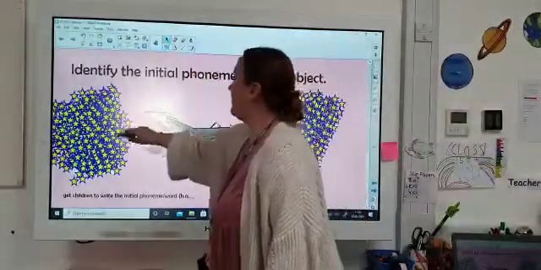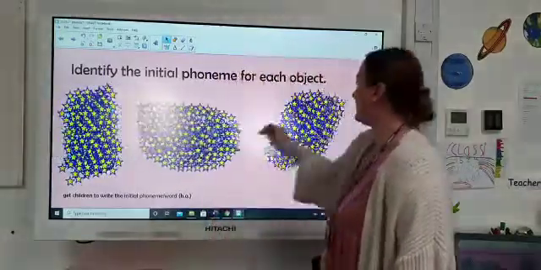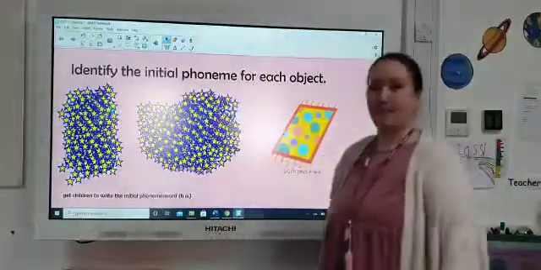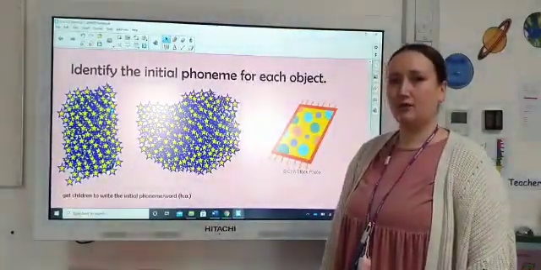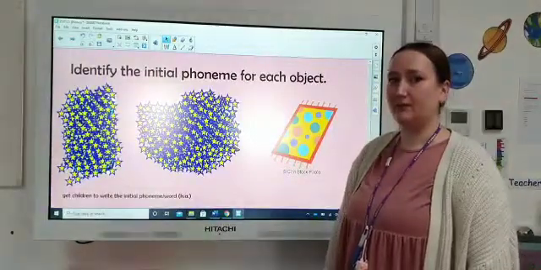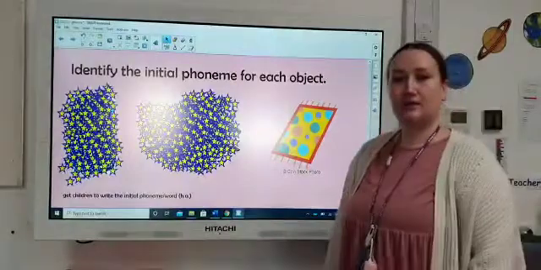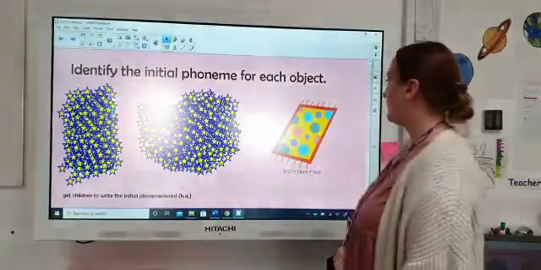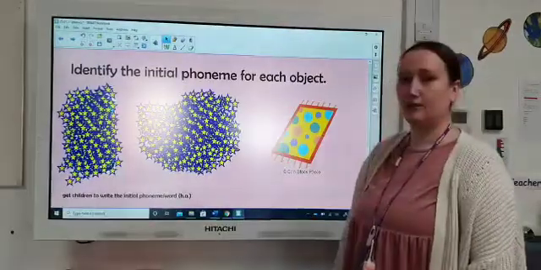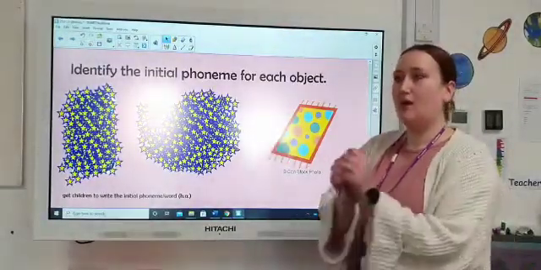So now we are going to do our last object. So what do we have here? What is it? A mat. So have a go. Well, first of all, what's the initial phoneme? Okay, so see if you can segment the word mat and write it down. Okay, then we'll do it together. Okay, so mat, stretch it out.